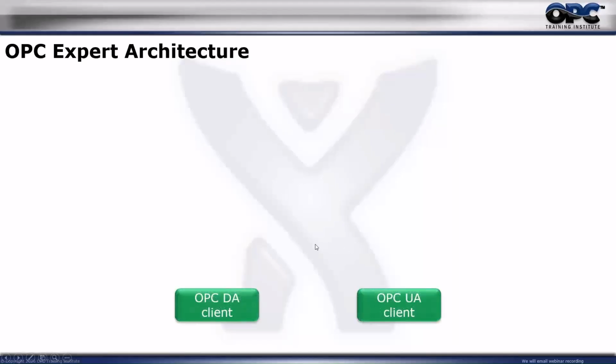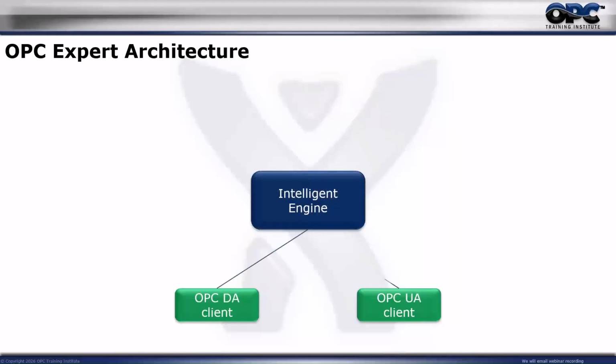Well, we start out with an OPC DA client, OPC Classic, and OPC UA, and that's how we ingest. That's how we bring that data right into OPC Expert. That goes into OPC Expert's intelligent engine. From there, it goes out with REST API. So a very basic example in here is you've got OPC Classic in, OPC UA in, REST API out. So that is already built into OPC Expert.